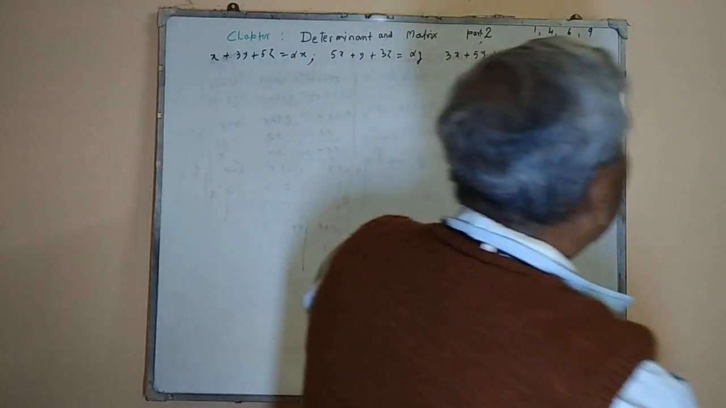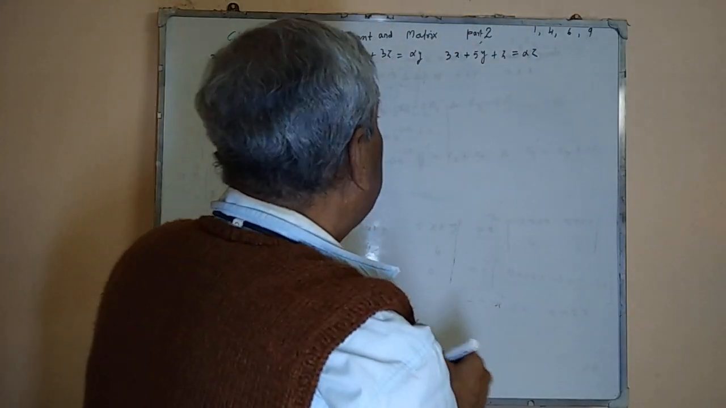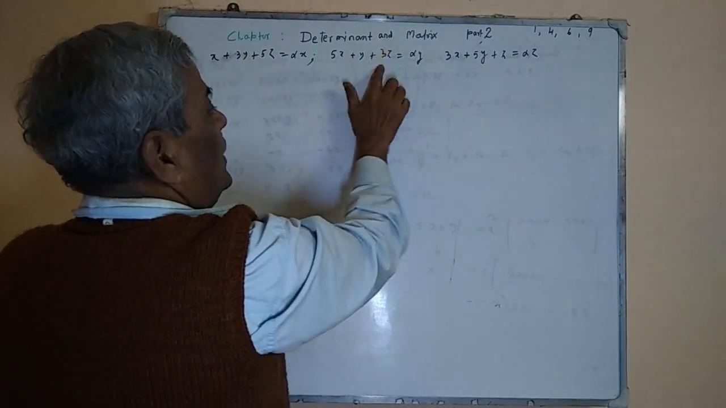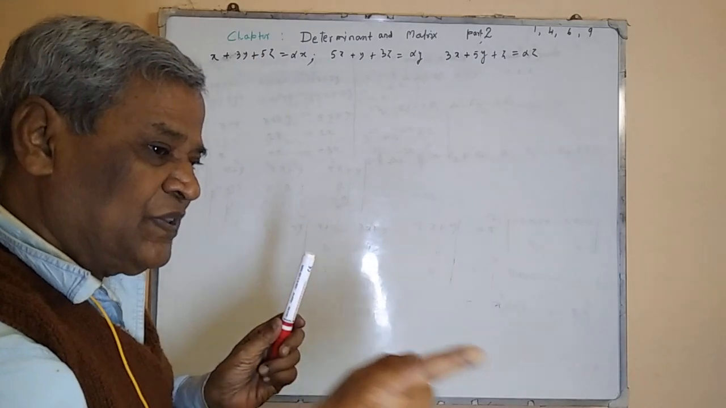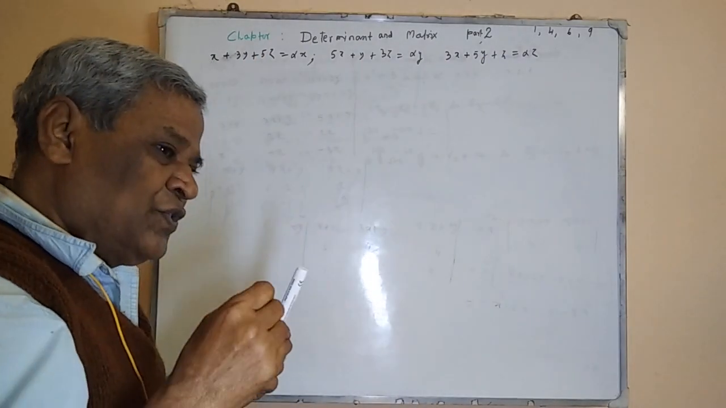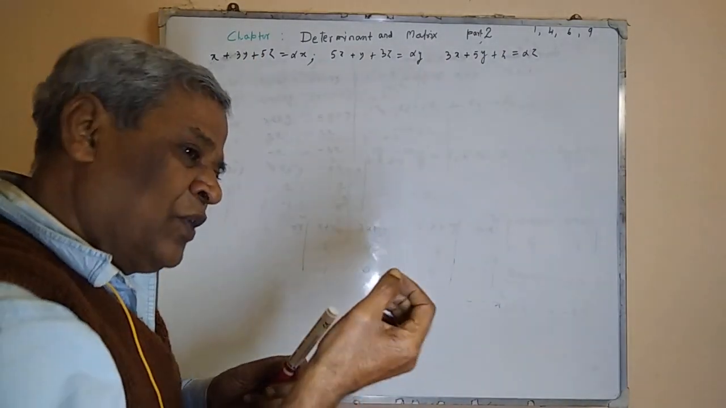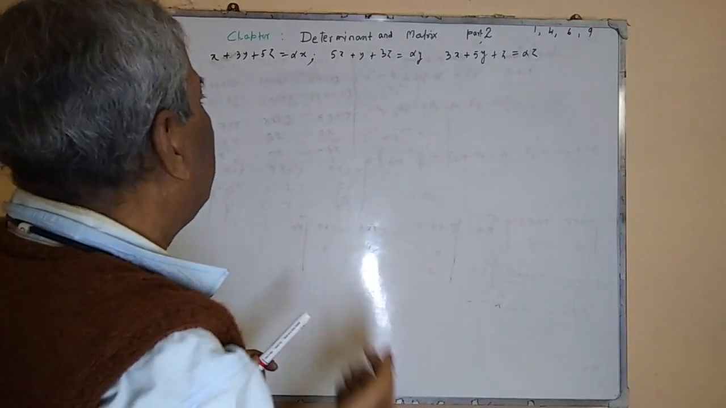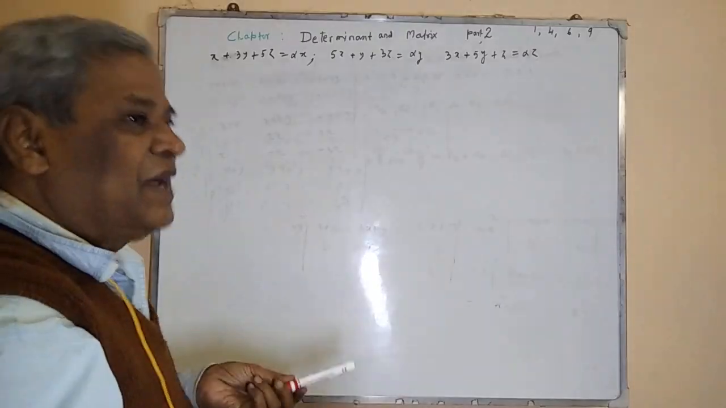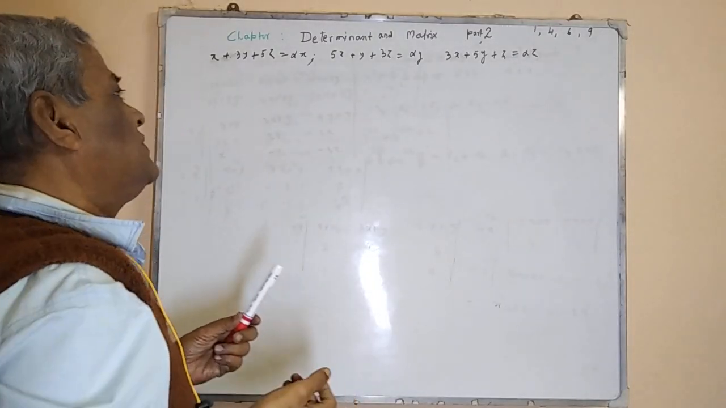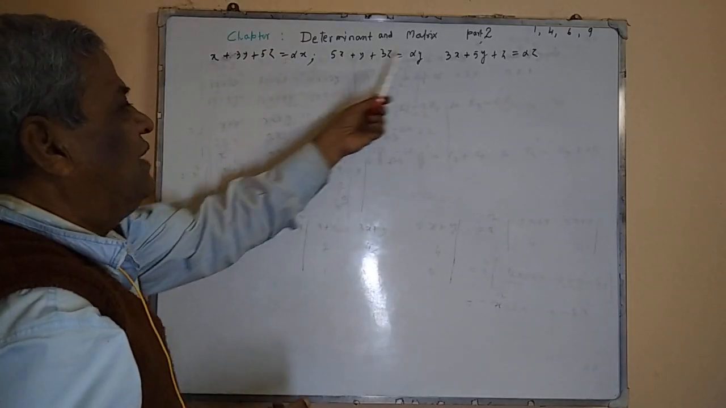So the given problem is, actually there are three homogeneous equations with three unknowns, homogeneous equations of x, y and z, each of first degree. These equations have an infinite number of solutions. In that case, what is the value of alpha?